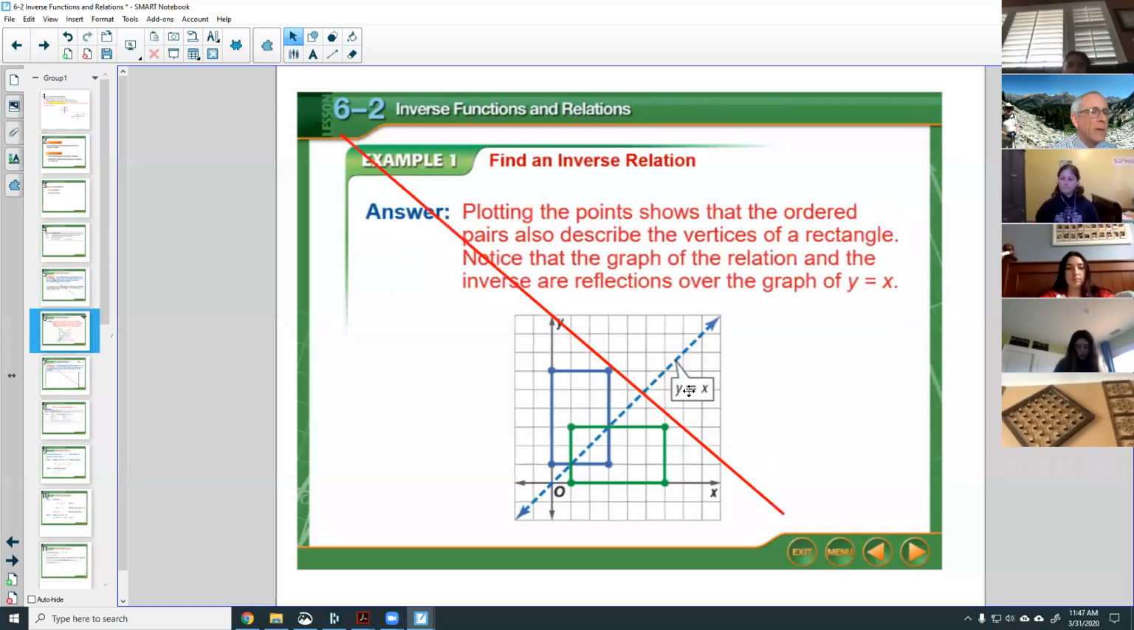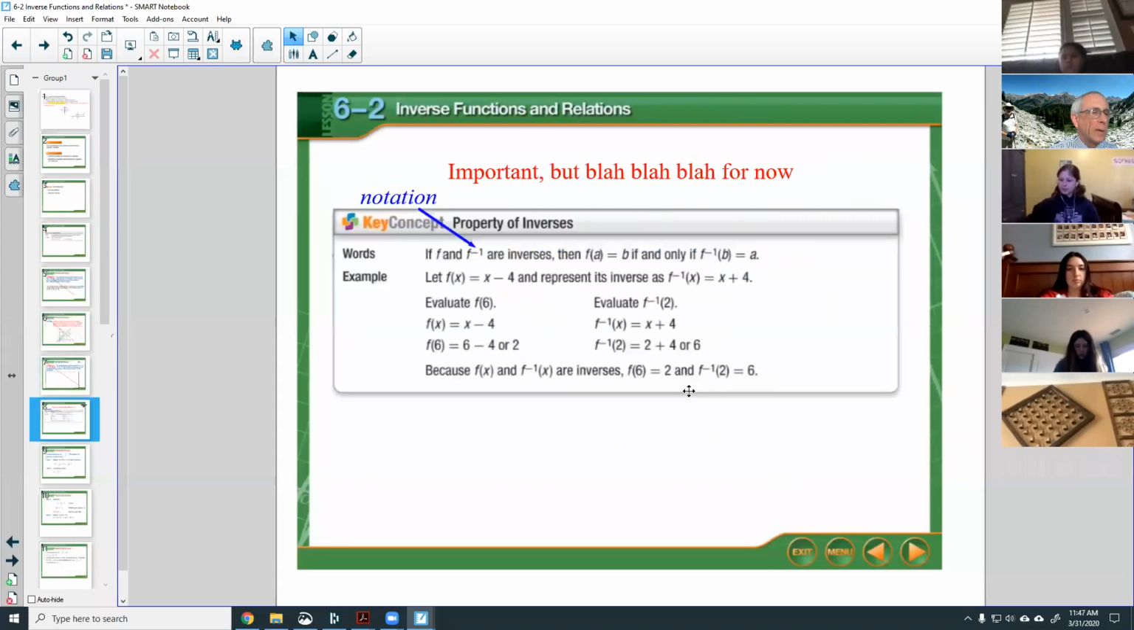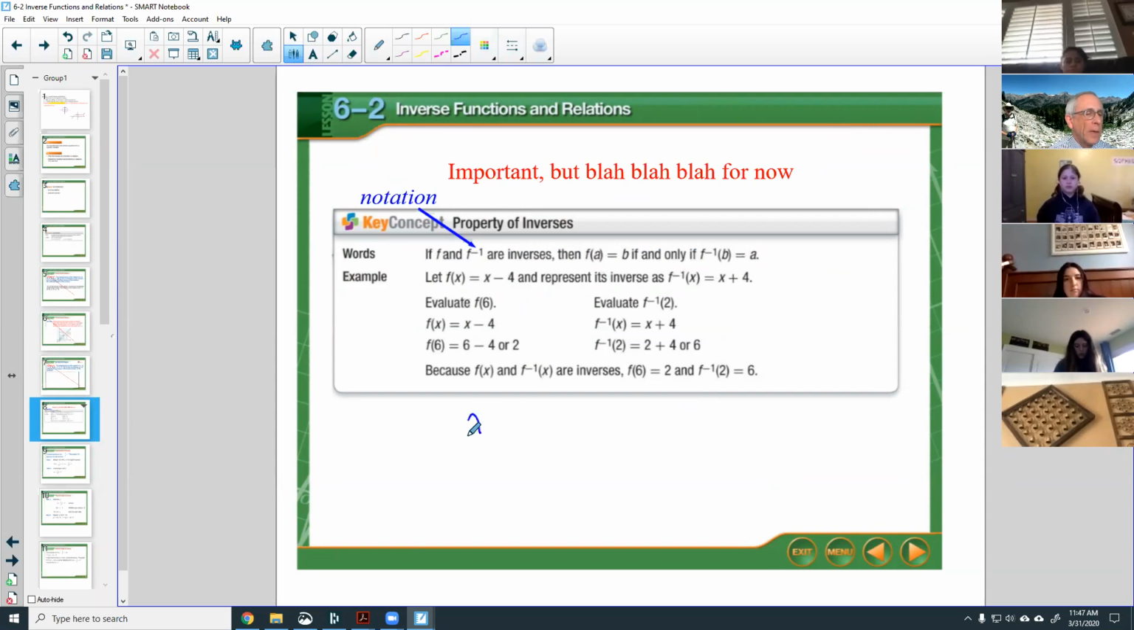So let's take a look at a real example here. The notation that we use for an inverse function is f minus 1 of x. So if I have a function f of x, I am going to designate its inverse, assuming that its inverse is also a function. Some functions, their inverse is not a function. We'll talk about that as we go along. But I'm going to note it as f minus 1 of x.